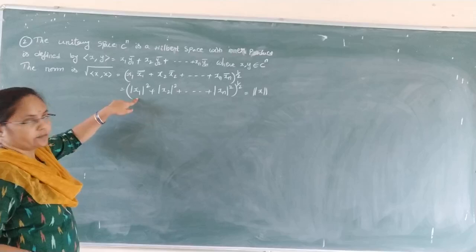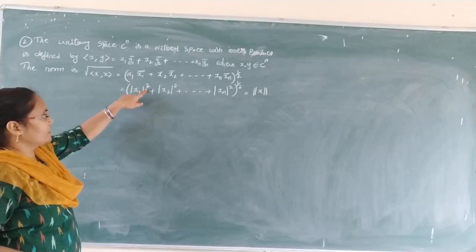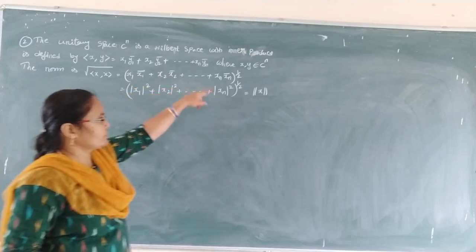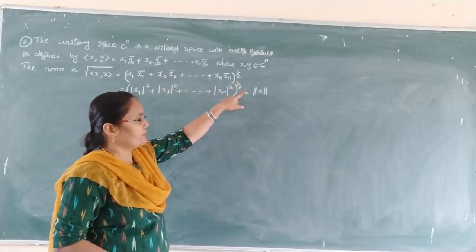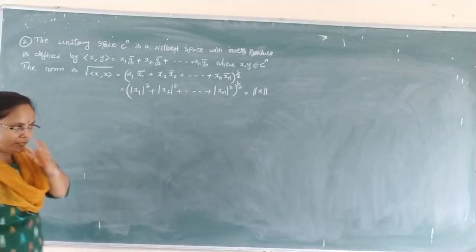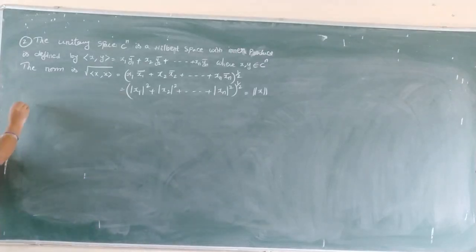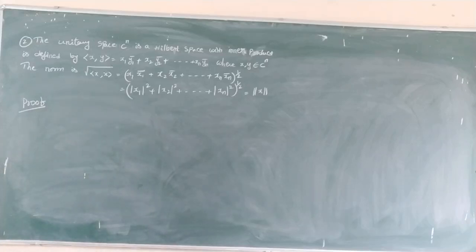x into x bar is nothing but modulus of x1 square plus modulus of x2 square so on plus modulus of xn square, whole power 1 by 2. That entire thing is the norm. So here we have to show the conditions of inner product space first, later completeness. For the inner product space, the first property is we have to show that the inner product of x comma x is greater than or equal to 0.